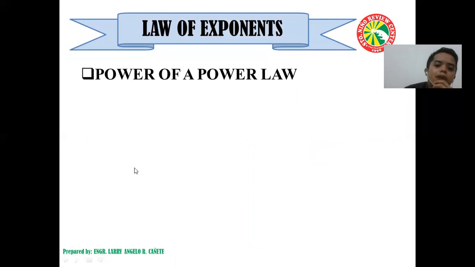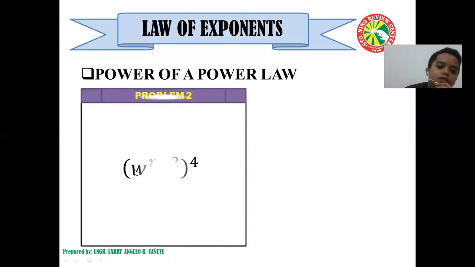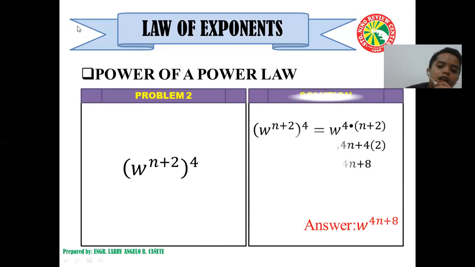The power of a power law, example number 2. So this time, w raised to n plus 2, and the whole quantity raised to 4. So your n plus 2 is your exponent, then you multiply it to your 4. So this is how I solve for that. The answer is w to the 4n plus 8.